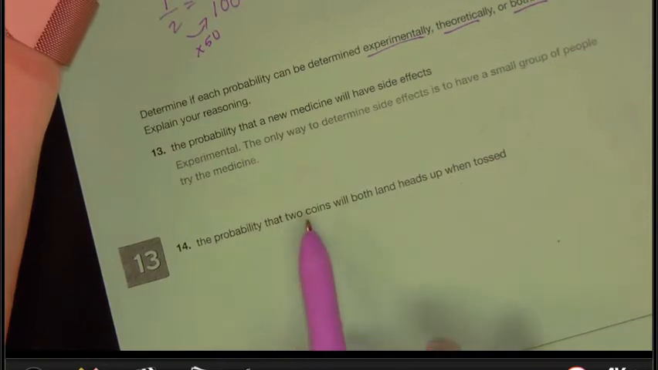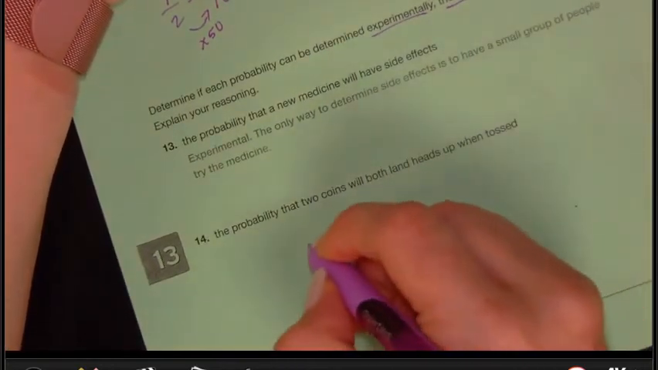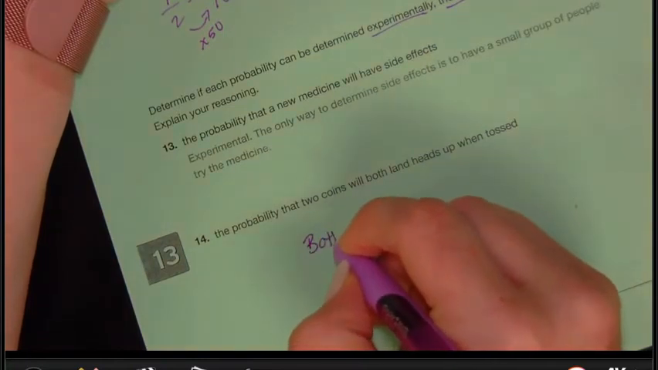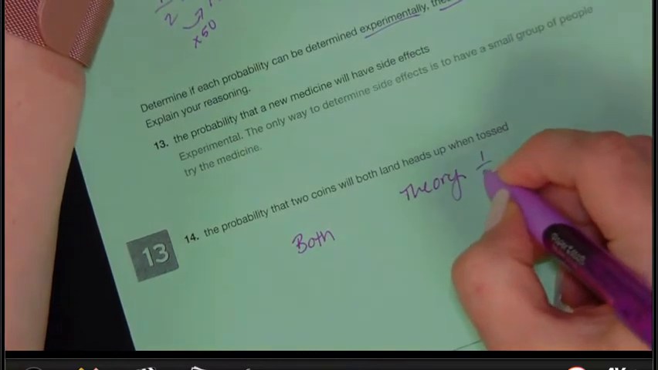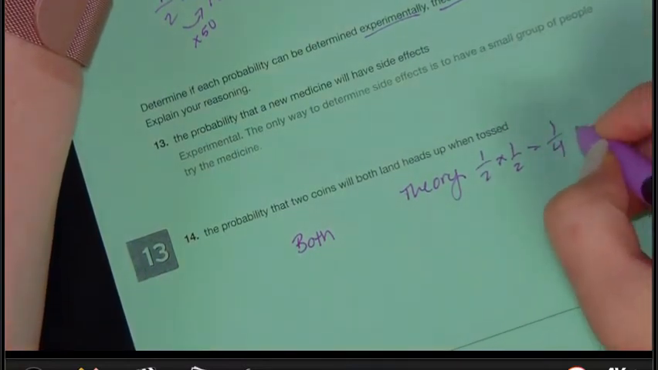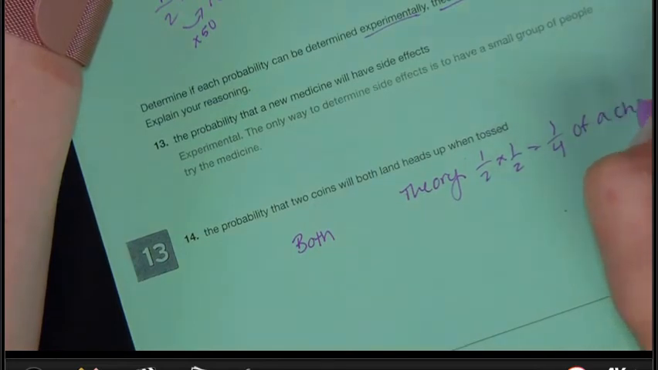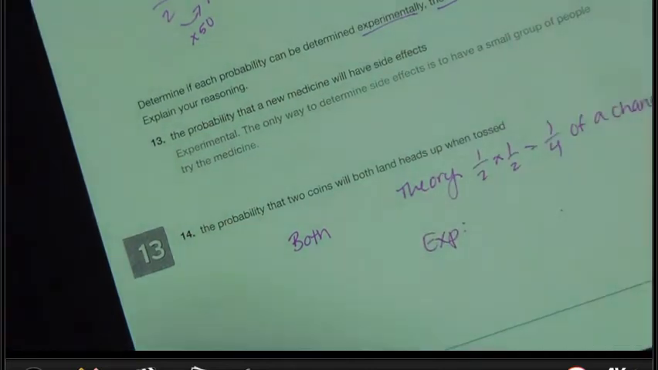All right, the probability that 2 coins both land on heads when tossed. This can be both. You can find it in theory. Okay, in theory, I have 1/2 times 1/2, which would be 1/4 of a chance that it would happen. Or you can try the experiment where you're actually performing it, so you're flipping the coins and recording your heads.